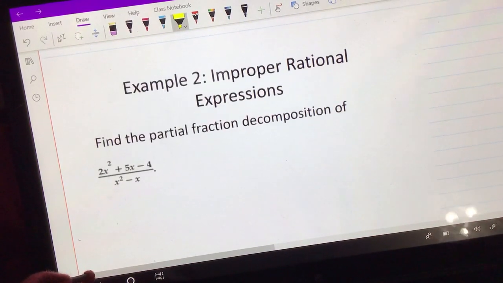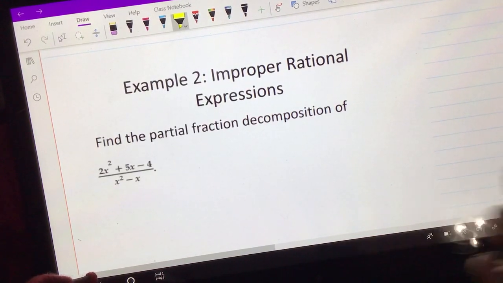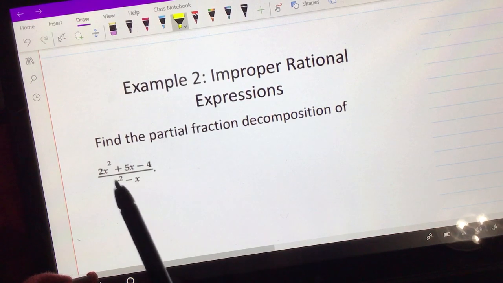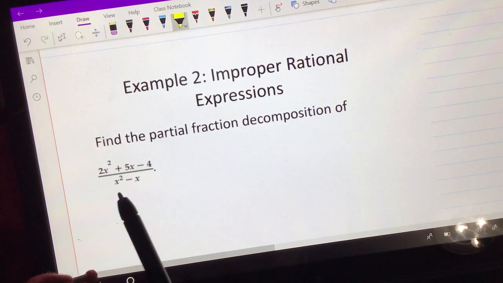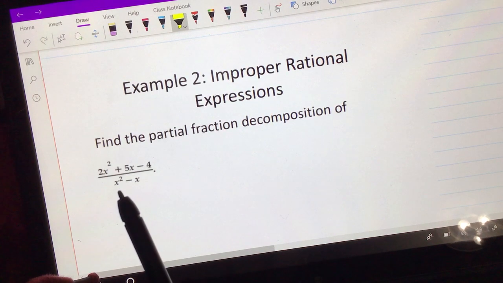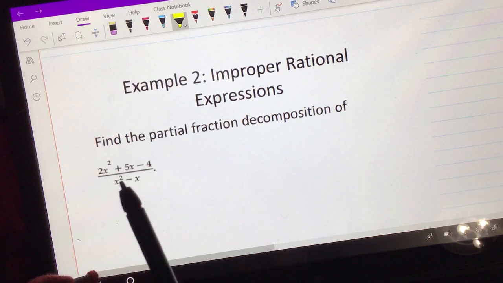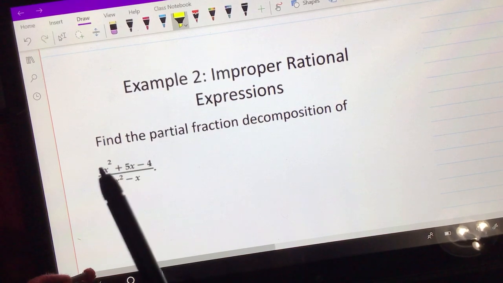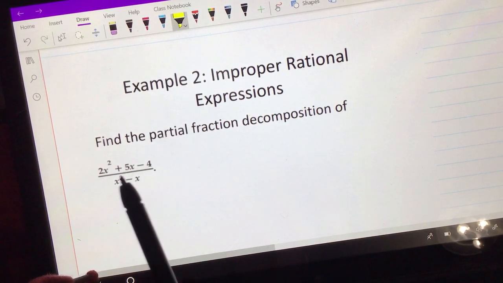Example 2 has to do with improper fractions. This is basically the same thing. However, notice that this is not a proper fraction. The degree of the numerator is equal to the degree of the denominator. If this ever happens, the first step that you need to complete is divide this out to simplify it first.